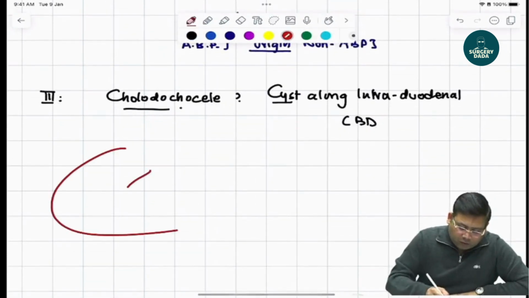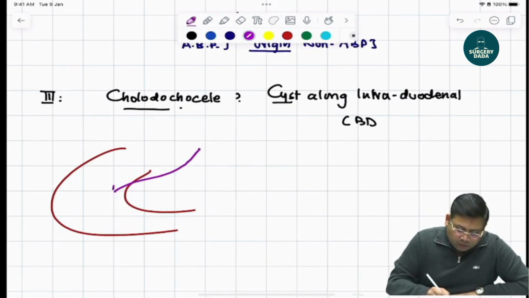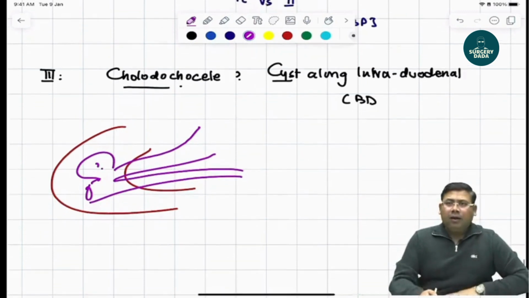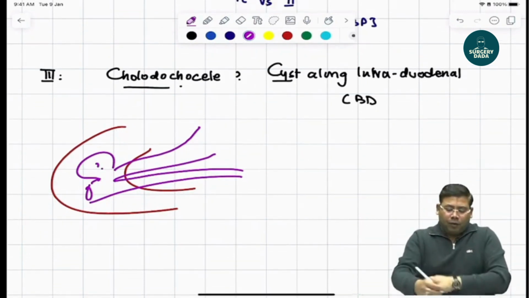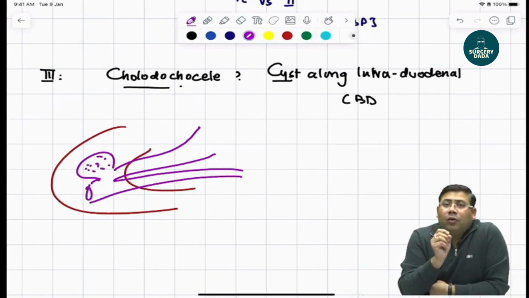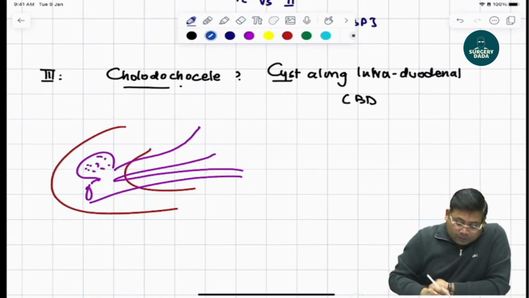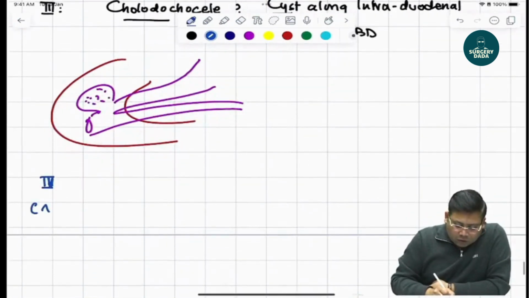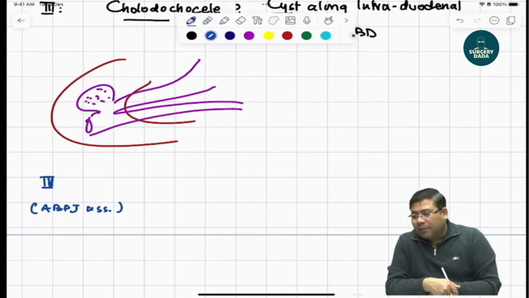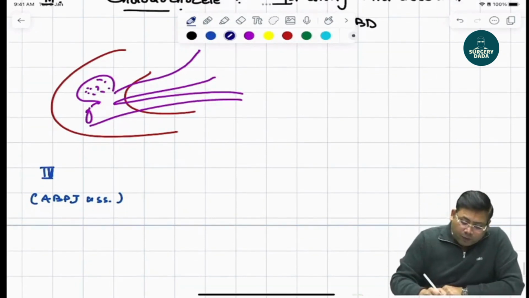When we talk about choledochocele, what are the important things? It is something like this. The CBD itself is actually distended at the terminal portion of the ampulla, and this is giving you a cystic presentation, and this is known as a choledochocele. Next, when we talk about type 4, what is type 4? This is also ABPJ associated. So type 3 is non-ABPJ, type 2 is non-ABPJ, but type 4 is ABPJ associated. We have 4A and we have 4B.